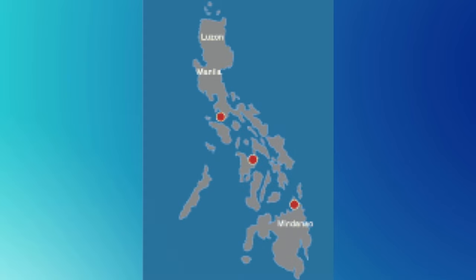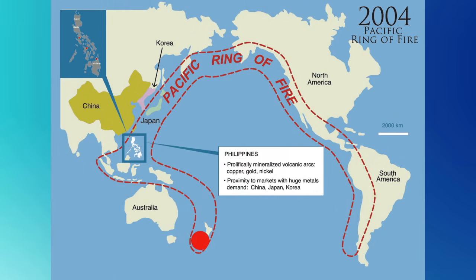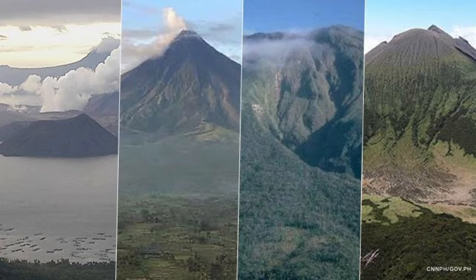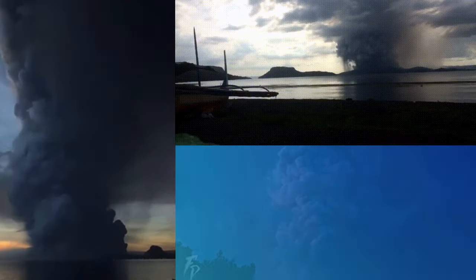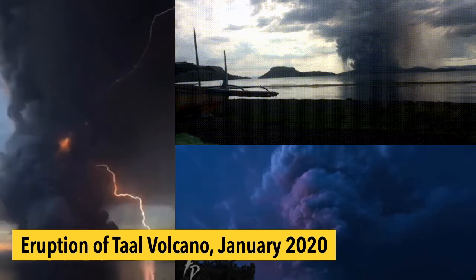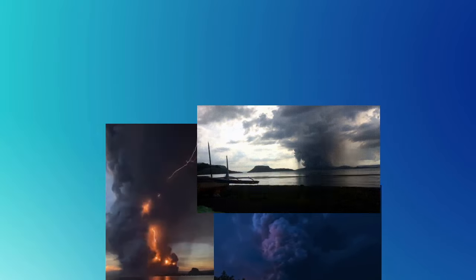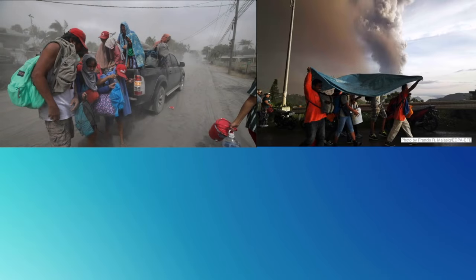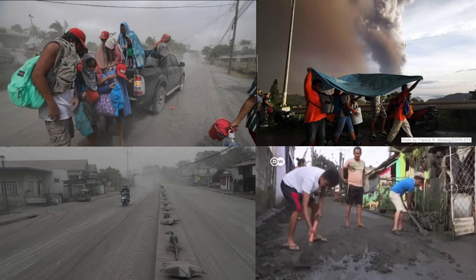The Philippines is located along the Pacific Ring of Fire. As a result, it is home to many volcanoes. One of the most recent and dangerous volcanic eruptions in the country was the 2020 Taal volcano eruption, which affected thousands of families and caused millions worth of damage.